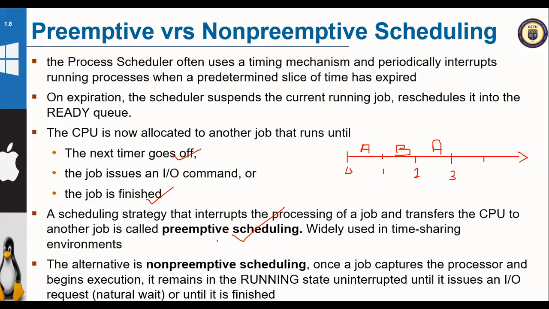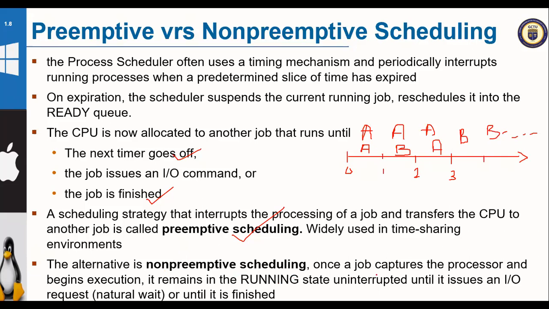Now, opposite to that is non-preemptive scheduling, where when A has not completed its execution, the process scheduler will continue to execute it. So A will be here, the next timer, A will be there, the next timer, A will be there until A has completed its execution. Then B will be brought into the system. Next timer, B will be there until B has completed its execution. This type of scheduling is called non-preemptive.